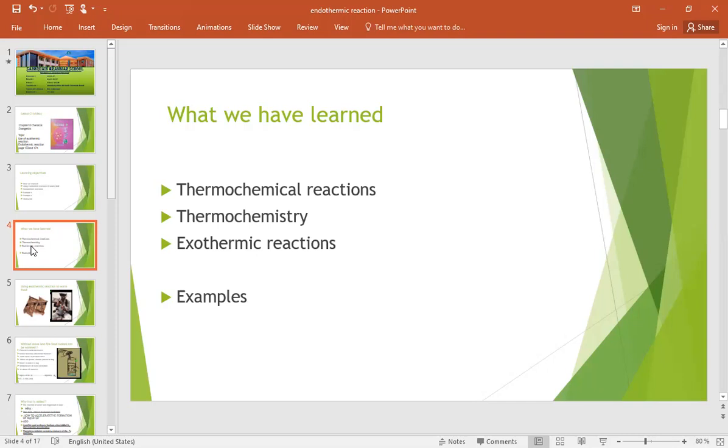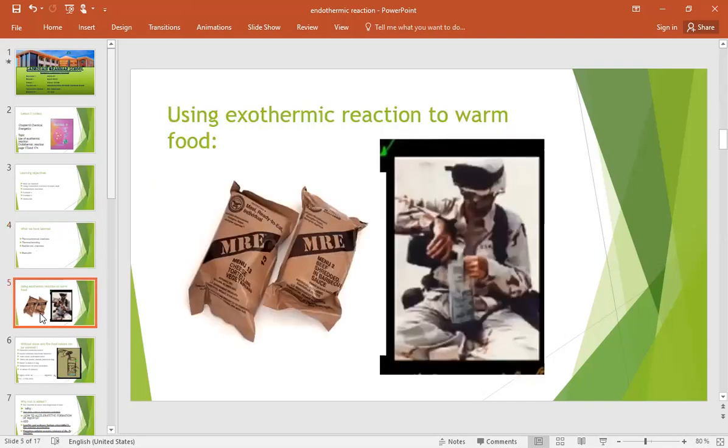Then we come to the most important point, the exothermic reactions. Exothermic reactions are those in which heat is released as energy, which you have already done. Examples were combustion reactions, burning of fuel, burning of methane. All these are exothermic reactions. So now you well know about exothermic reactions. Here is one beautiful example of the use of an exothermic reaction.